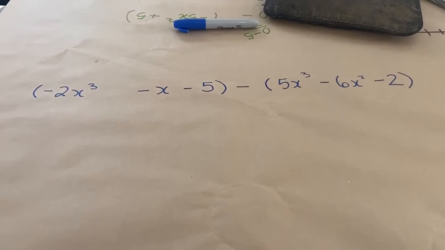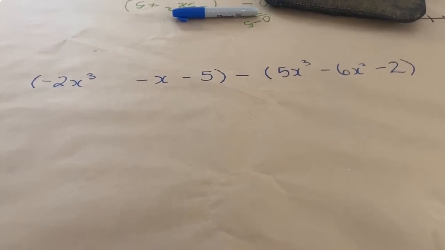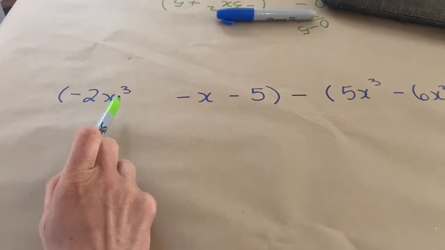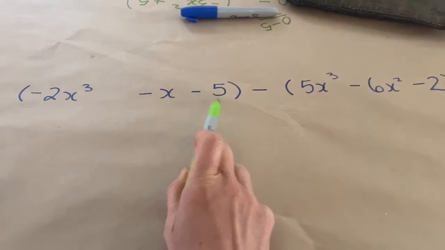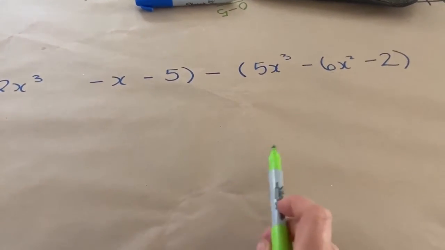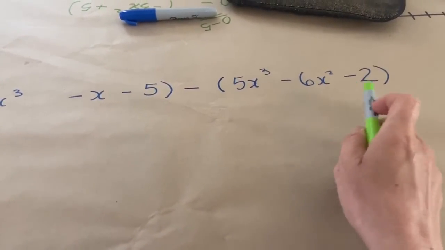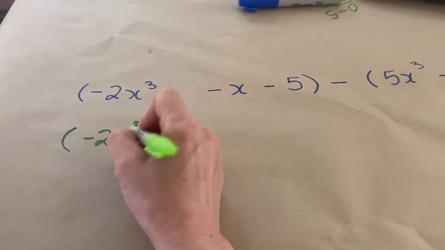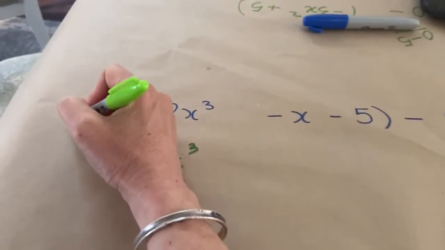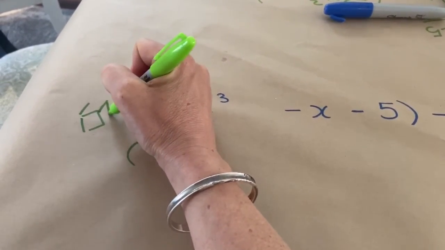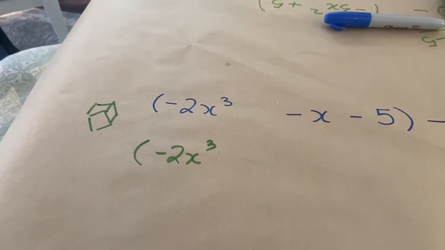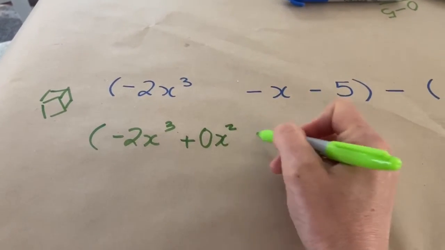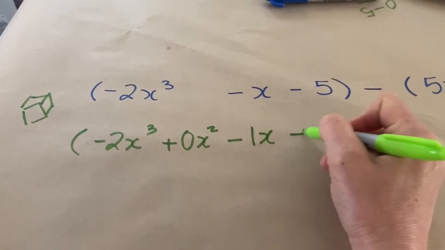Okay, so this is our last question, and this is definitely the most tricky one we've looked at so far. I want you to notice that here I've got negative 2x cubed, a negative x, a negative 5. Here I've got 5x cubed, I've got a minus 6x squared, and I've got a minus 2. I want you to notice that here, that means I've got a cubed part. Remember, a cube just means that I got negative 2 cubes, but I've got no squares. So let's remind ourselves that we have no squares. I have minus 1x and minus 5.